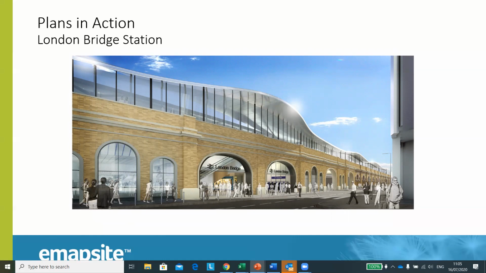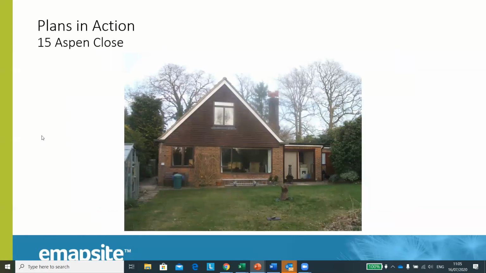So that's where they're relevant to a large project, but they're also relevant to small projects. In this instance, the project was a relatively small housing extension in a residential neighbourhood. They just wanted to put an extension on the house, refurb it.